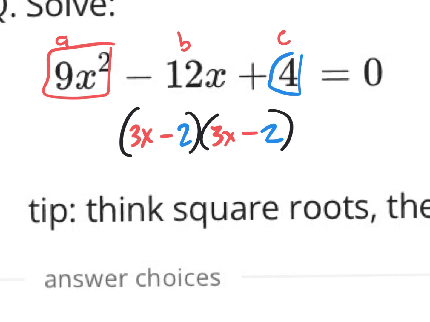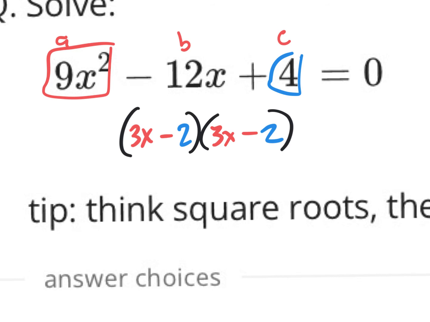So let's just double check. 3x times 3x, that really will give me a 9x squared. 3x times negative 2, that's negative 6x. Negative 2 times 3x, that's another negative 6x. And when we combine them, it really will give us that negative 12x. So I know that the shortcut here works.